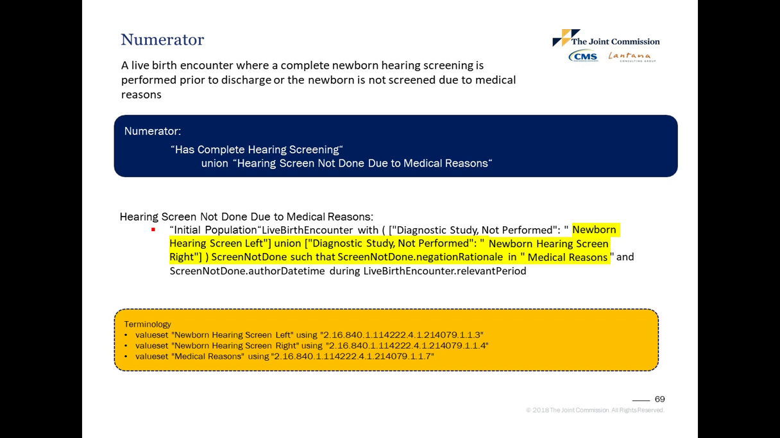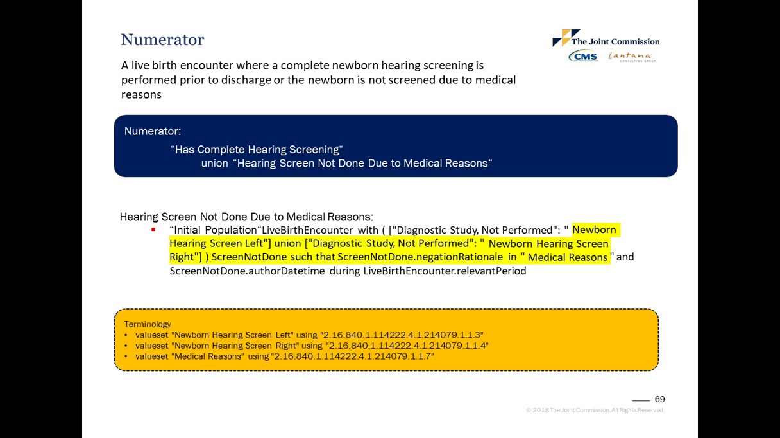So some common questions that we receive regarding medical reasons include, does documentation of medical surgical contraindication have to specify laterality, such as left ear or right ear, to pass the measure? Because numerator guidance suggests that both left and right are to be addressed.